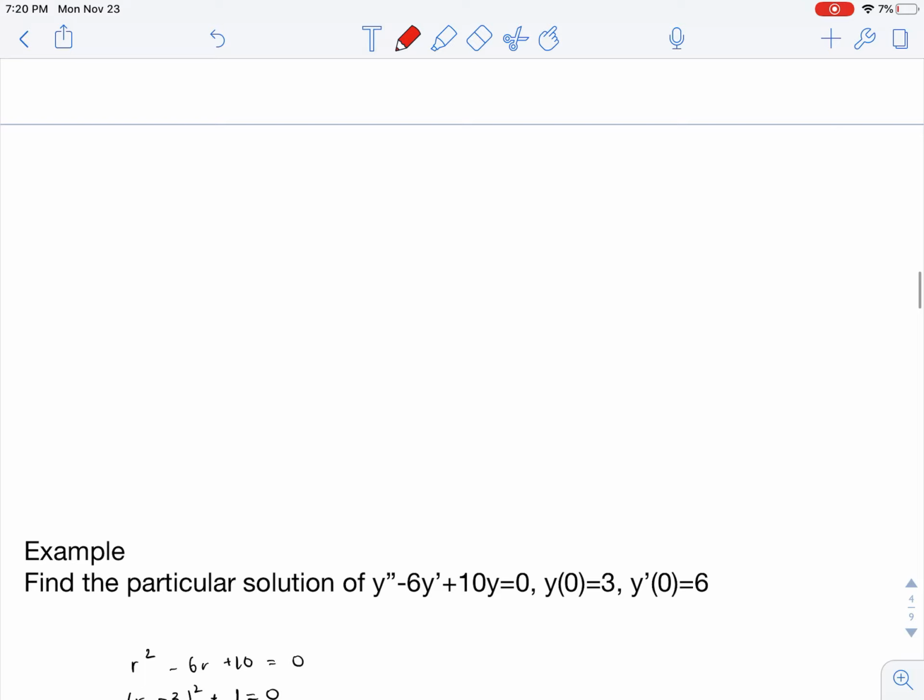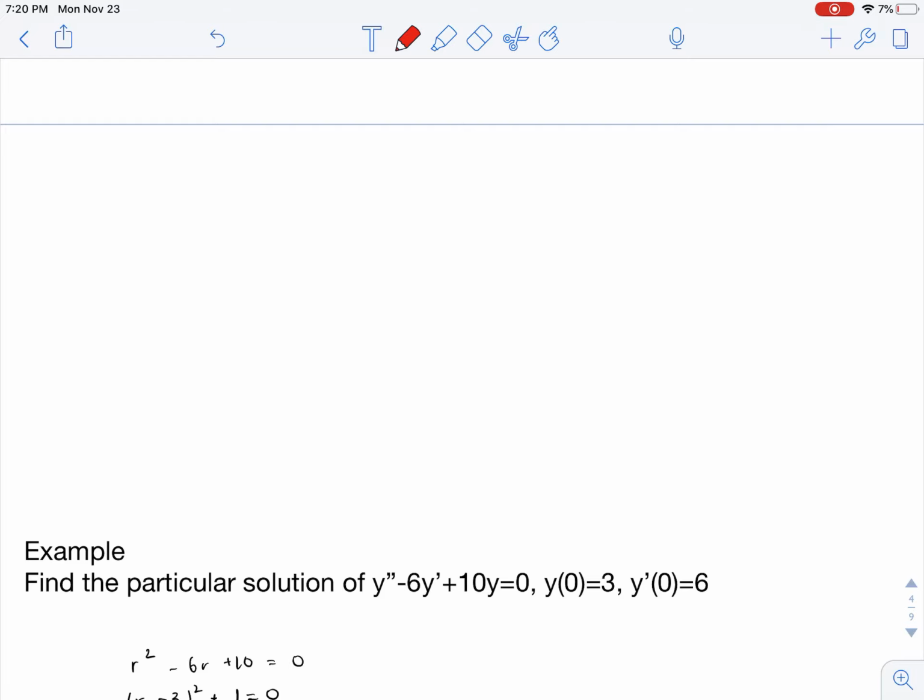So find the particular solution of y double prime minus 6y prime plus 10y equals 0 with the initial conditions y of 0 equals 3 and y prime of 0 equals 6. So right now would be a good time to pause and work through the example by yourself. And now I'll go through it.